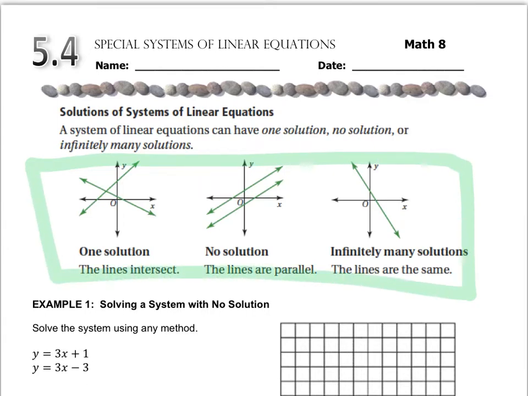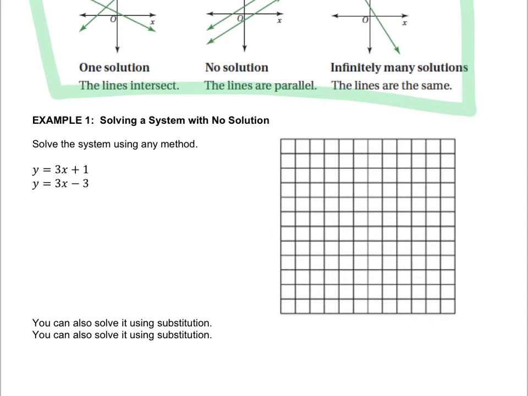So let's look at how we would do a system that has no solution. If you notice, the equations are written in slope-intercept form. So I'm going to graph this one. I'll do this in red, and this other one will be in blue. So the red one has a slope of 3 and a y-intercept of 0, 1. So let me make my grid.